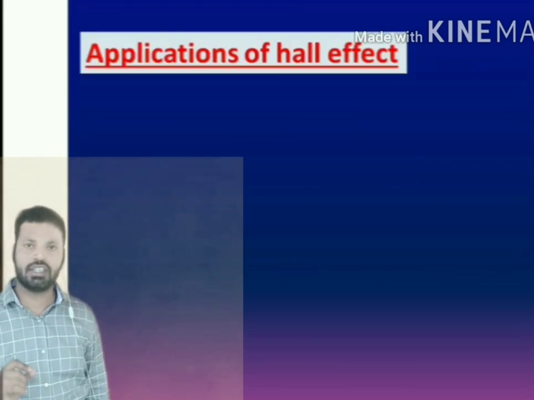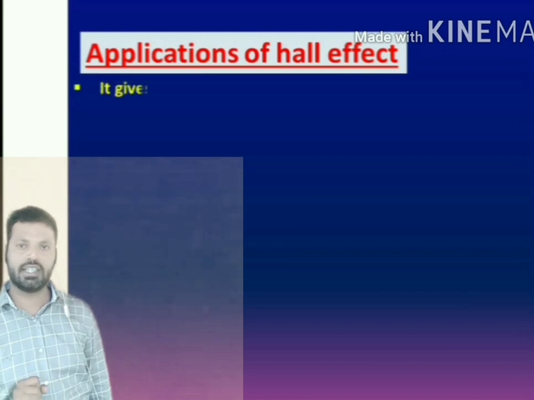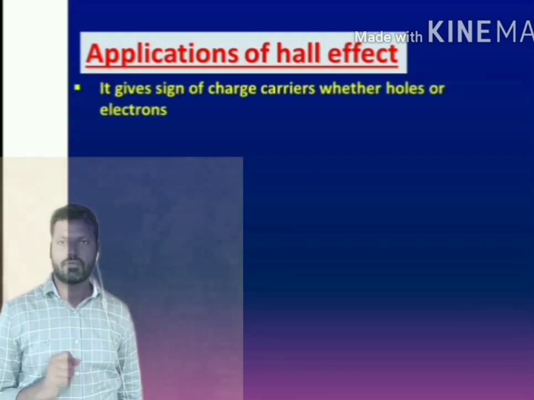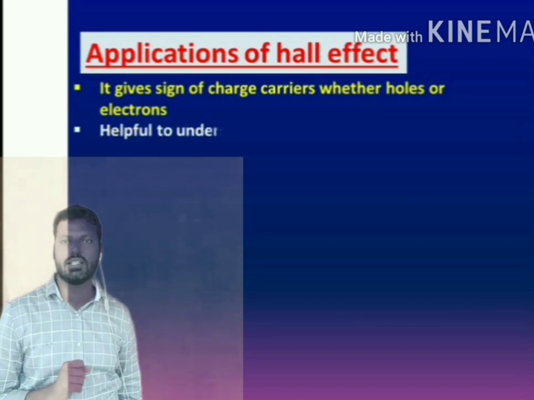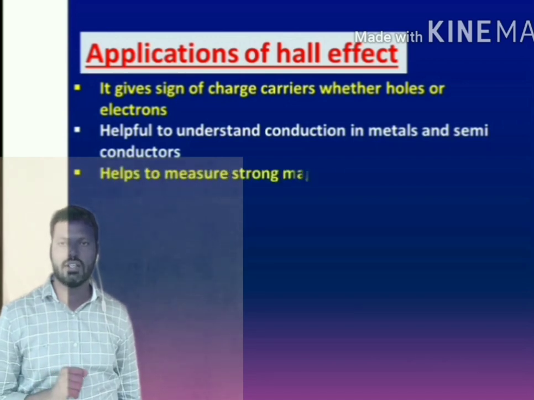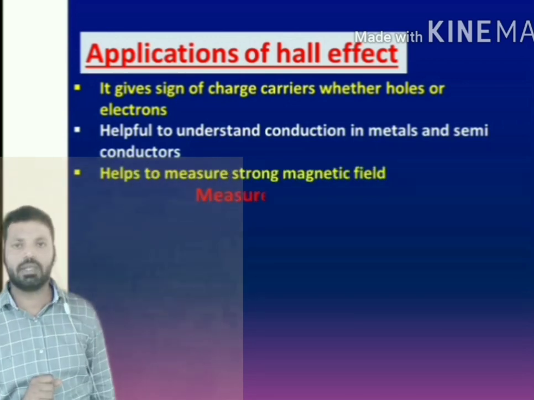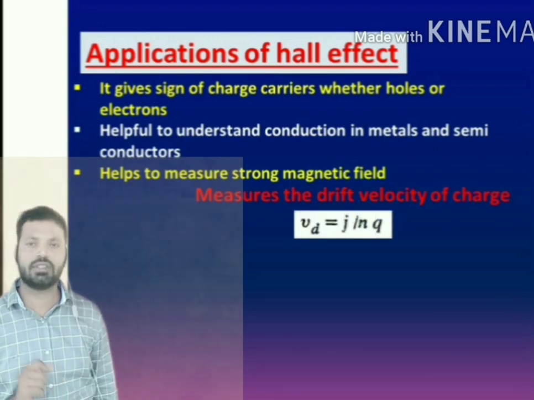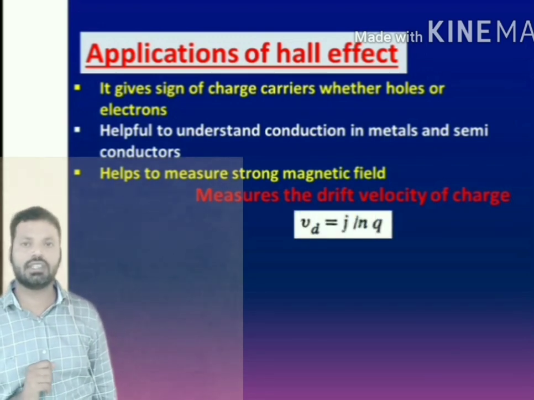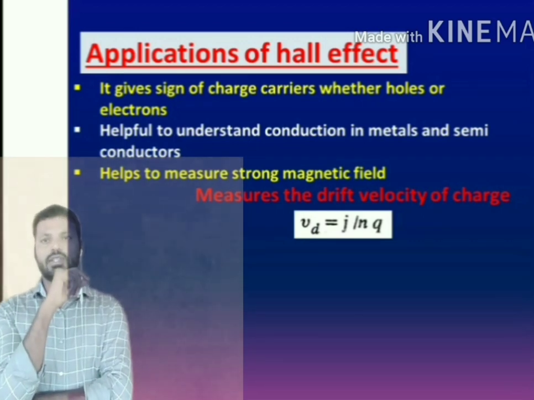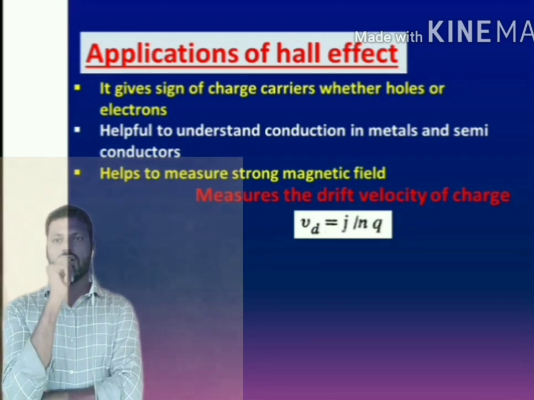Applications of Hall effect. It gives the sign of the charge carriers in the conductors, whether they are holes or electrons. It helps to understand the conduction in metals and semiconductors. It helps to measure strong magnetic fields. Hall effect is helpful to measure the drift velocity of the charges. Vd is equal to J by nq. Here J is the current density, n is the number of charge carriers per unit volume, and q is the charge.